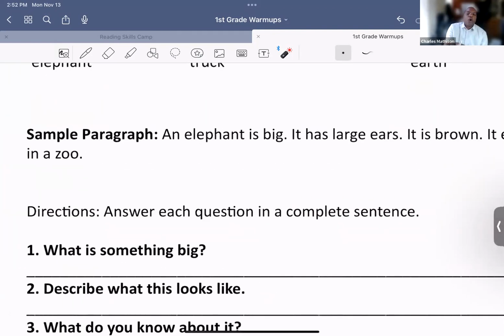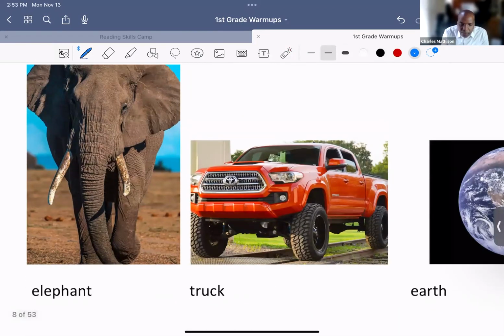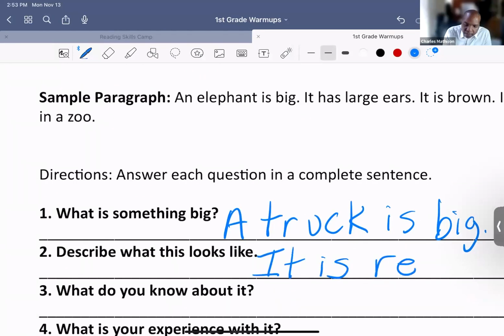All right. So, what is something big? So, we're going to keep these sentences very simple. And I'm going to say that a truck is big. Describe what this looks like. Let me see. Well, it's red. I'm going to say it is red.